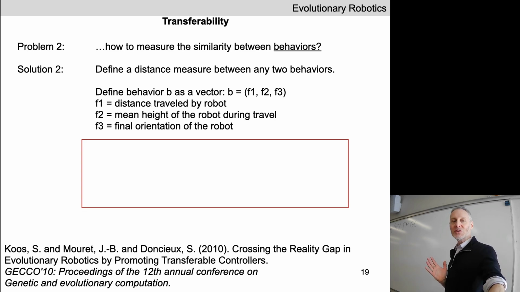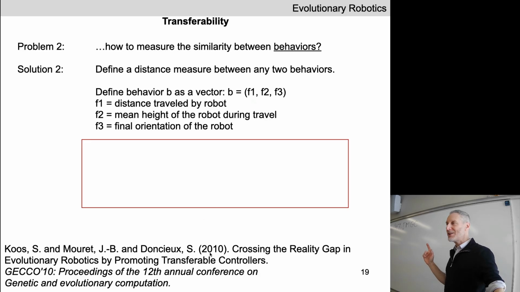They chose these features kind of arbitrarily. The first one, which is probably the most important one, is how far did the robot travel? Which is ultimately the thing we're interested in. That's F1. F2 is the mean height of the robot during travel. So it's giving us an approximation of how it moves. Not the 1,000 heights of the robot during each time step of the simulation. They're taking the mean height, collapsing it to one number. And then finally, the final orientation of the robot.